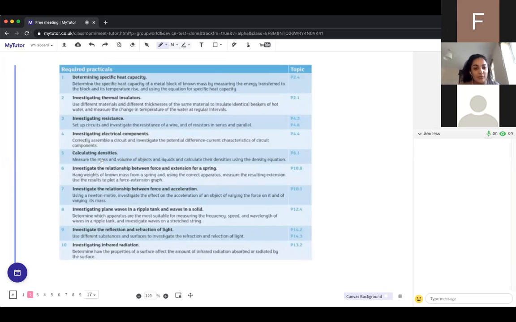So we have done most of them. We've gone through the specific heat capacity one, the insulator one, the resistance one, and so on and so forth. So we've done force and extension, force and acceleration. We've done most of them. The ones that we haven't done will be covered, don't worry, but I just wanted to remind you that they are there and they do need to be learned off by heart.